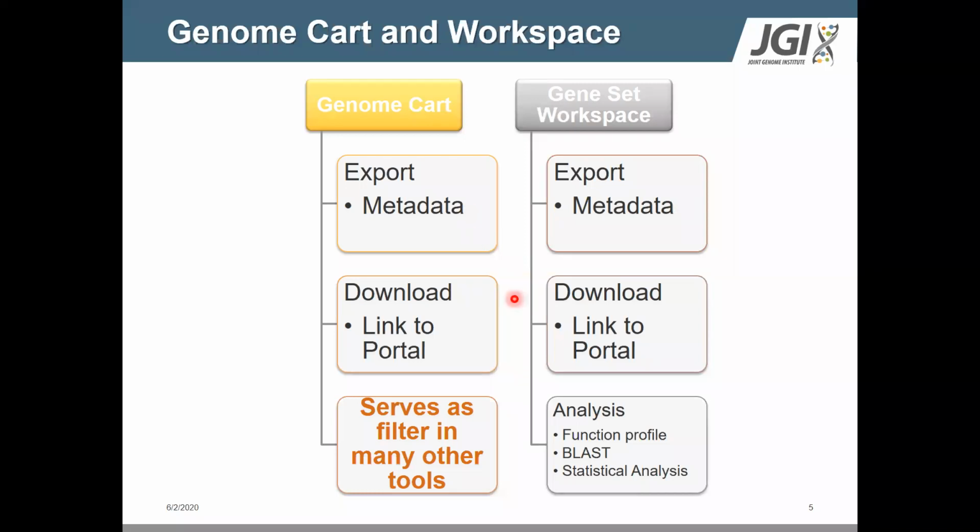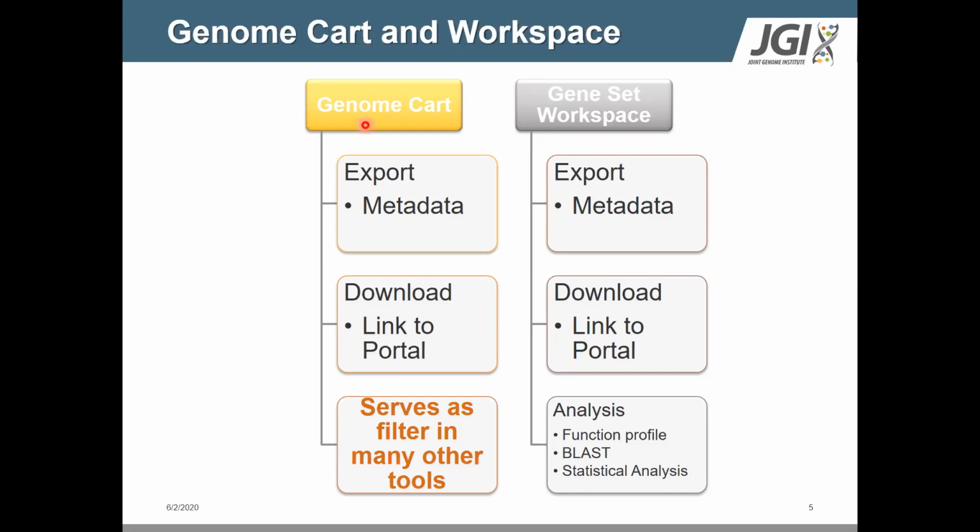In addition, both have download links, which is not done by IMG, but instead it links out to the JGI data portal. So Genome Workspace has these three analysis tools. One is called Function Profile, and we will be focusing extensively on this one today. The other one is BLAST. This was covered in the previous webinar. And the third one is the Statistical Analysis tool, which will be covered in the next webinar.